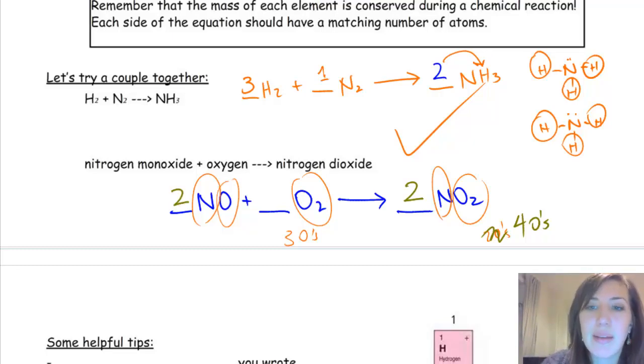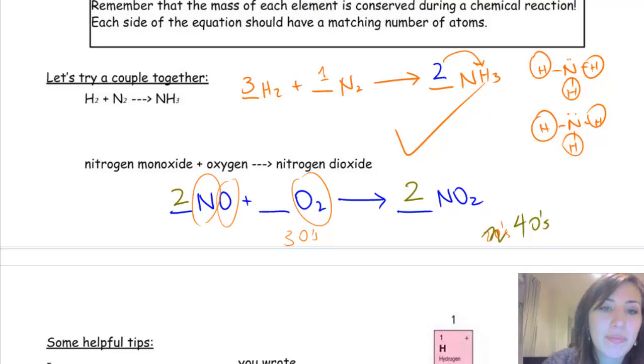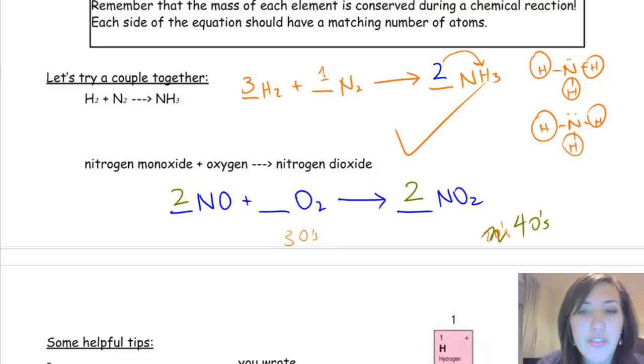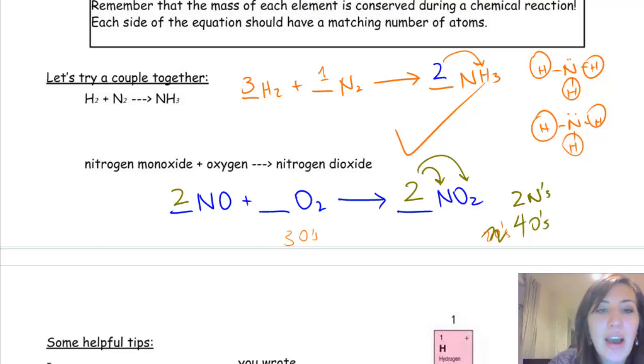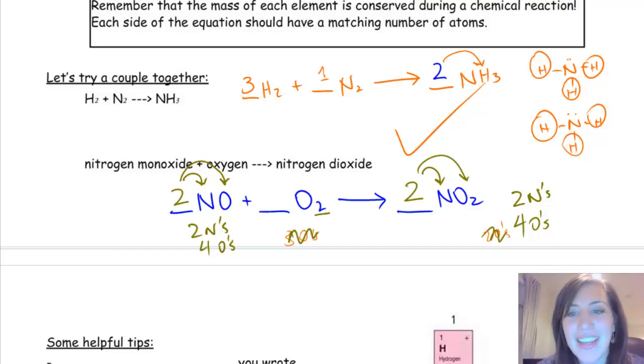So I'm just going to clean up some of these circles I've drawn. So we have 2 N's and 4 O's on the right. And now we have 2 N's. This one has 2 O's and this one has 2 O's. So we have 2 N's and 4 O's on the left. Hooray, we're balanced. That's great.